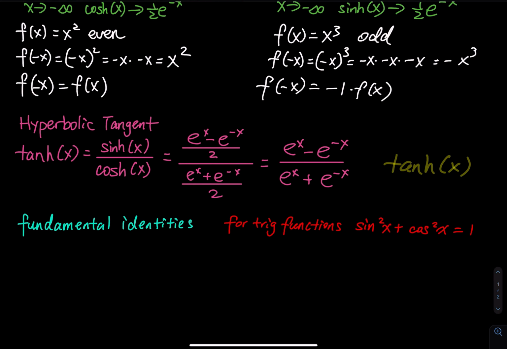And then for the fundamental identities of hyperbolic function, let's recall the most memorable one for the trigonometric function, that is sine squared x plus cosine squared x equals 1. I'm sure everybody remembers that. And how about for hyperbolic? For hyperbolic, is that still true? The answer is no. Hyperbolic function is a little bit different.